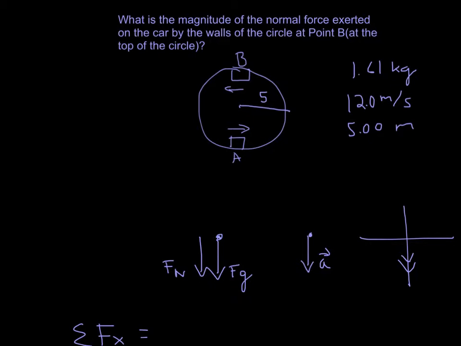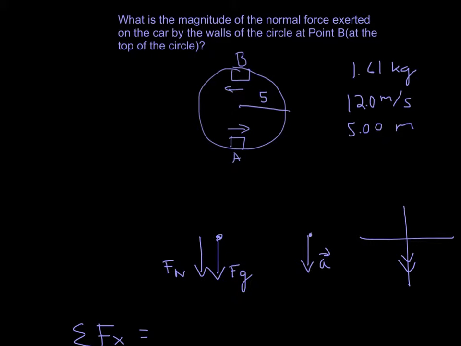So in this problem, we have: what is the magnitude of the normal force exerted on the car by the walls of the circle at point B, which is the top of the circle? We already predicted that at the top, it will actually be reduced compared to here. Here it will have the greatest normal force, because it's on the ground, perpendicular to the ground. Gravity will be pushing down with all its force, and since it's completely on the ground, the circle will be pushing with all its force up.